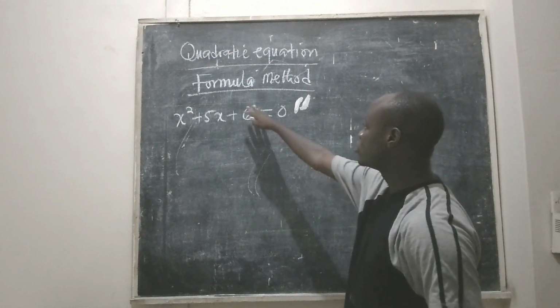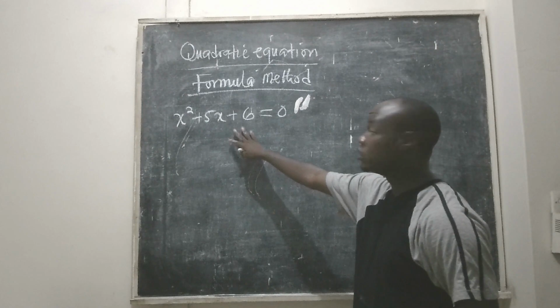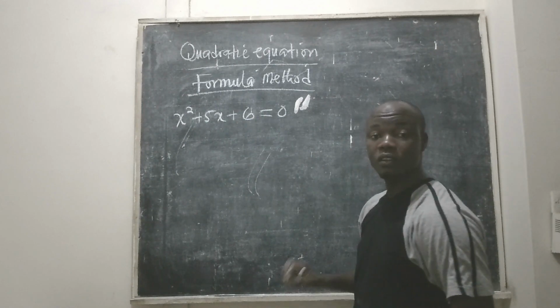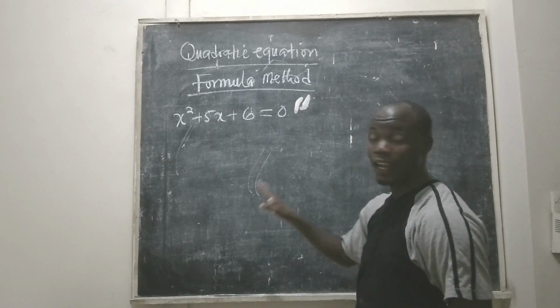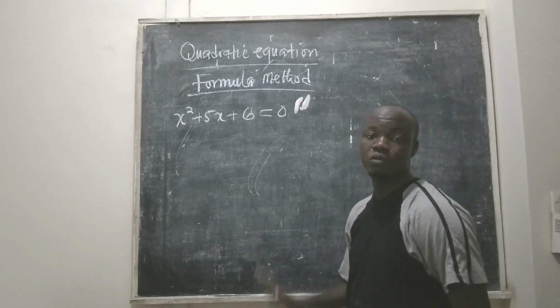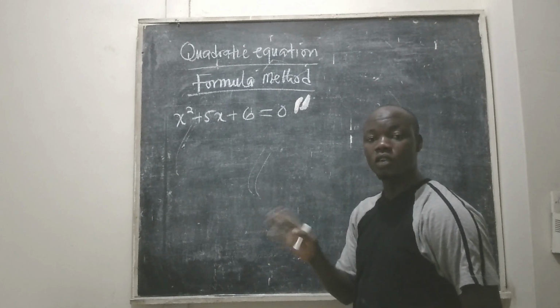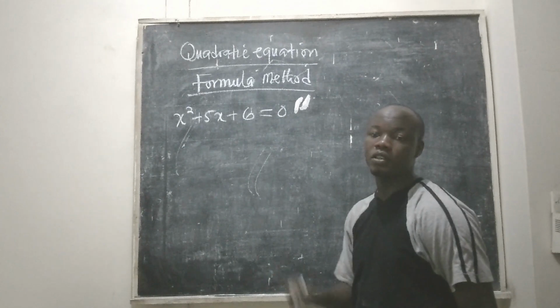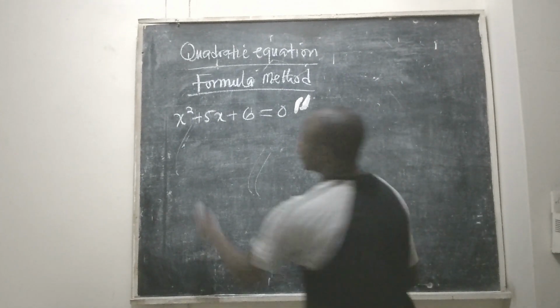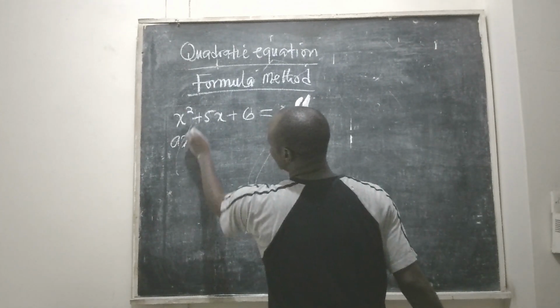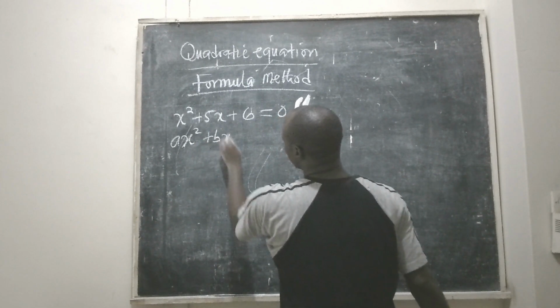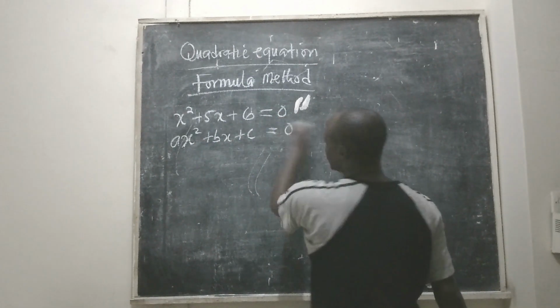So we are now going to solve these questions using the formula method. The first thing that we are going to do is to write the quadratic equation. The quadratic equation is ax squared plus bx plus c equal to 0.